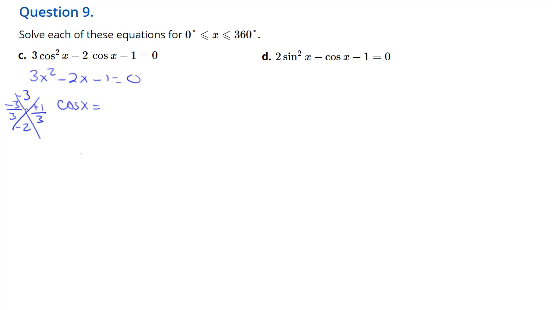Now keep in mind, this is not what x equals, it's what cosine x equals. Cosine x is going to equal 1, and cosine x is going to equal negative 1/3. That's one way to go about it. Some of you aren't fond of factoring, I get that.